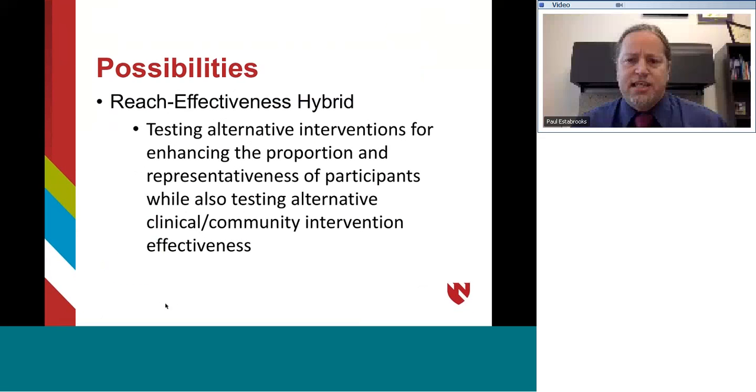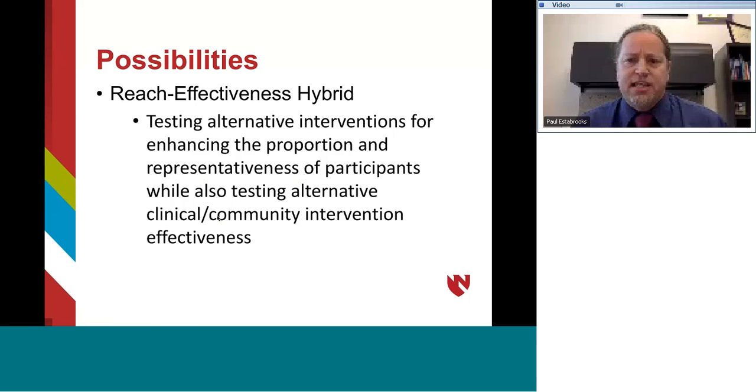So, yeah, I guess I wanted to give you the so-ons here. If you see here, here's some possibilities. We've just talked a lot about the implementation effectiveness hybrid designs. We could have reach effectiveness hybrid designs where you test alternative interventions to enhance the proportion and representativeness of participants while also testing alternative clinical or community interventions on effectiveness.